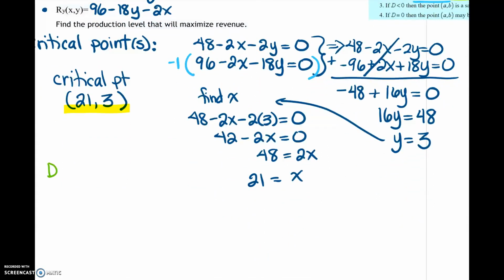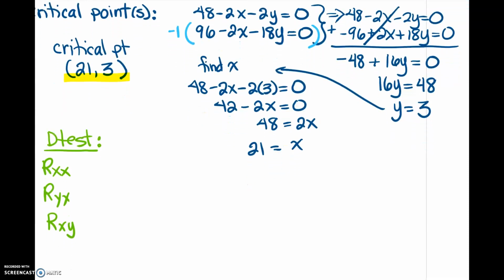The D-test is going to require the second partial derivatives. So I need to get r of xx, r of yy, and the mixed r of xy. Let me get those first. So r of xx is when you take your first derivative with respect to x and do the derivative again with respect to x. With that first derivative, there's only one term that has an x in it, and that's the minus 2x. So the derivative is just minus 2.